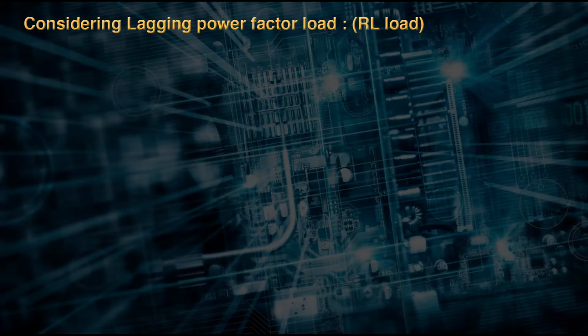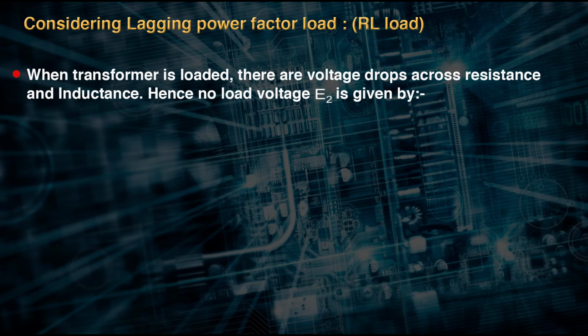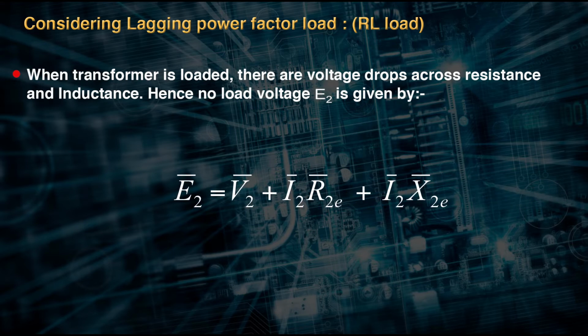Consider the lagging power factor load, or you can say an RL load. When the transformer is loaded, there are voltage drops across the resistance and the inductance. Hence the no load voltage E2 is given by E2 equal to V2 plus I2 R2E plus I2 X2E, where V2 is the secondary terminal voltage, E2 is the induced EMF at the secondary side, R2E is the resistance referred to the secondary side, and X2E is the reactance referred to the secondary side.